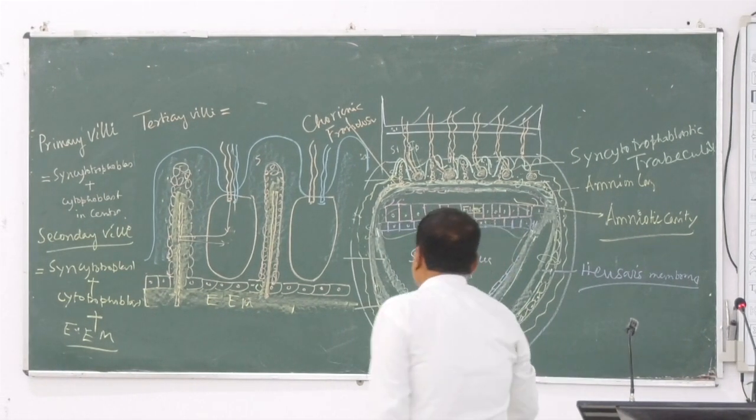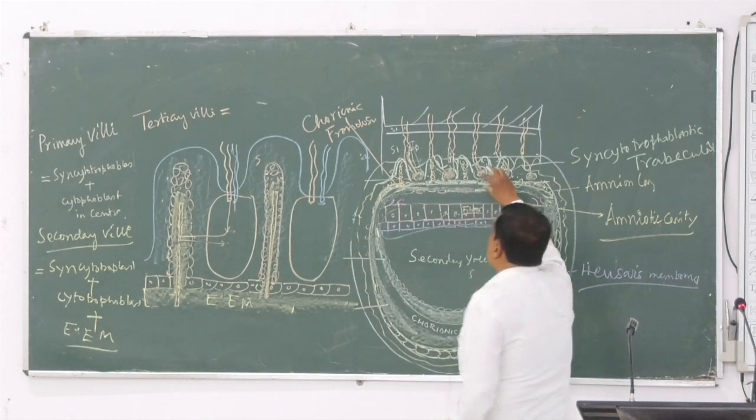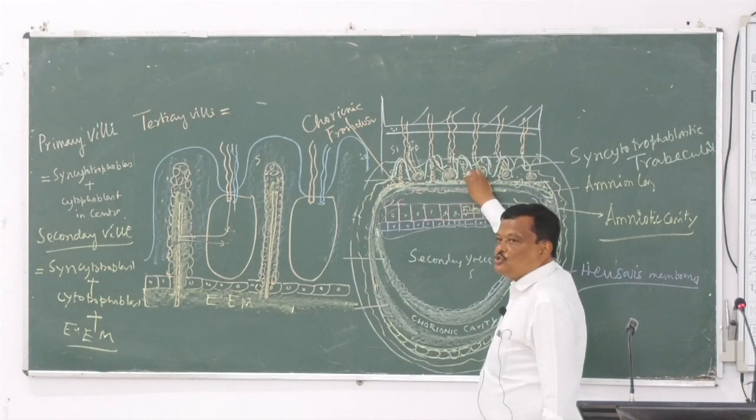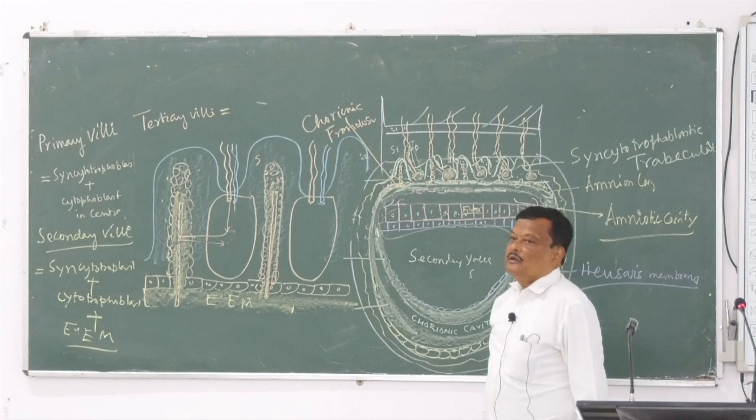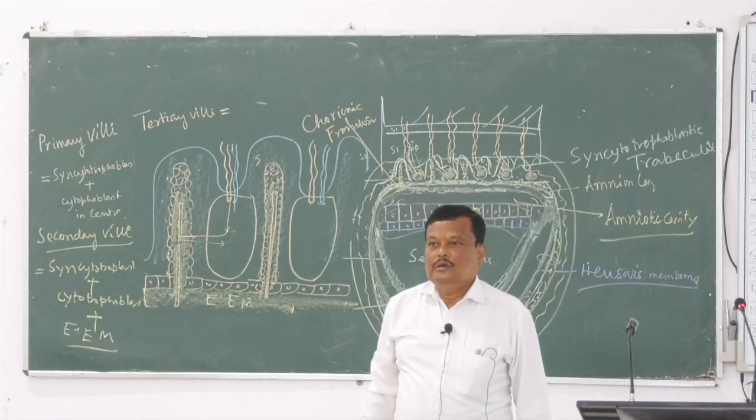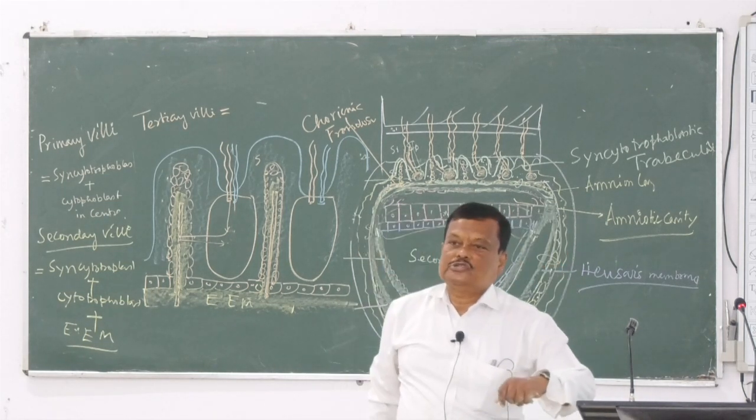So mainly the placenta is formed by the chorionic frondosum and the maternal decidua vessels.